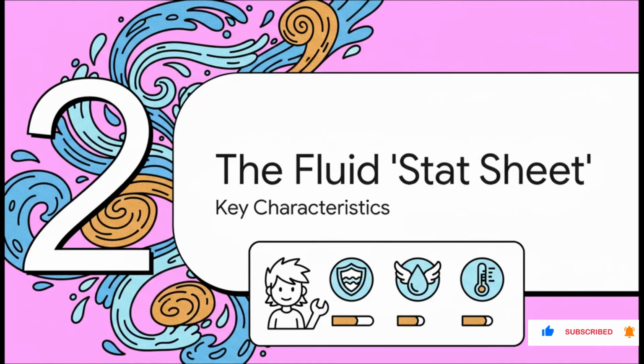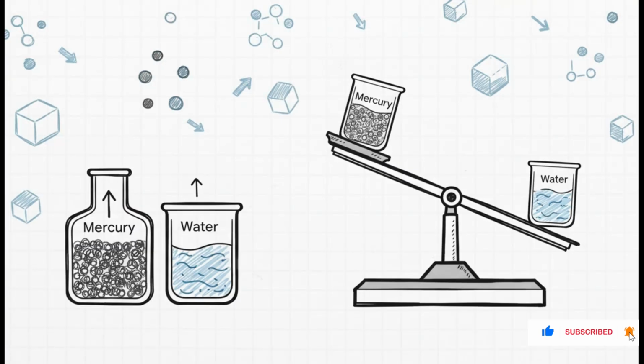All right, now that we know what a fluid is, how do we describe it with numbers? Every fluid has a set of core properties, kind of like a character in a video game has a stat sheet. These are the numbers that tell you exactly how that fluid is going to behave in your system. First up is mass density, which we show with the Greek letter rho. This one's pretty intuitive, right? It's just how much stuff, or mass, is packed into a certain space. A liter of mercury is way, way heavier than a liter of water, and that's just because its density is so much higher. Simple as that.